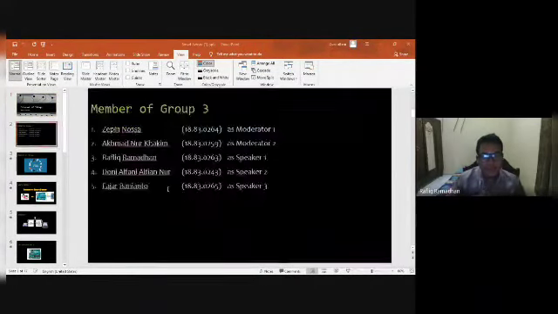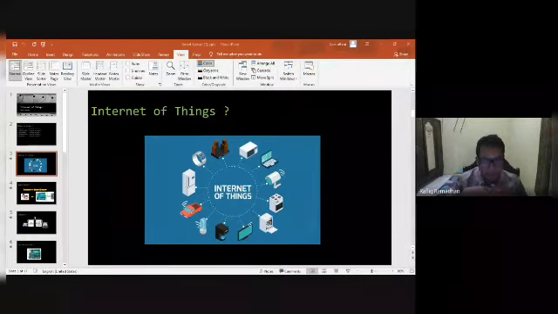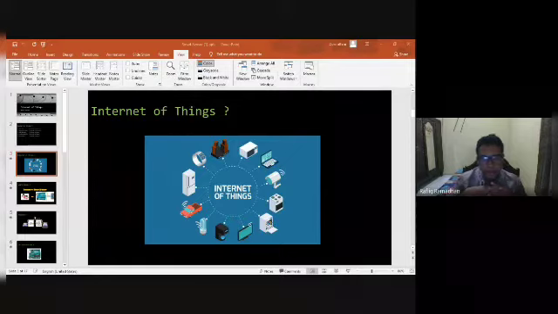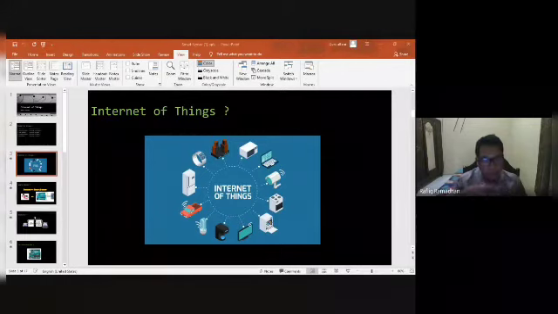Okay, thank you, Zepin. Before I explain about smart sensor, I will explain about Internet of Things, because smart sensor is part of the Internet of Things. Internet of Things describes the network of physical objects that are embedded with sensors, software, and other technologies for the purpose of connecting and exchanging data with other devices and systems over the internet. Like in this picture, we have many devices, and they are connected. And this is the Internet of Things. Next.